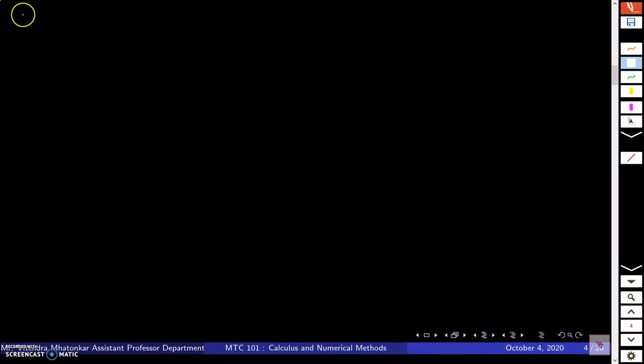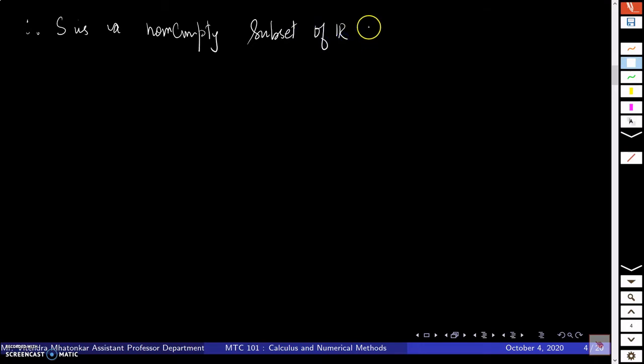So finally what I have, therefore, S is a non-empty subset of R which is bounded above in R. Right? That means it is going to have a supremum in R by the least upper bound property.